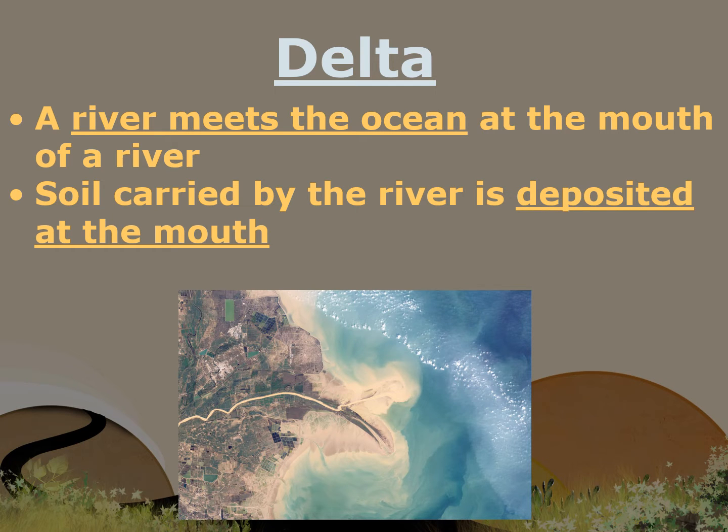So a delta is where the river meets the ocean at the mouth of the river. The soil carried by the river is deposited at the mouth. So it's coming down the river. Again, it's going to the mouth where it empties into the next thing. And here, it is dropping it or depositing it and creating this small landform.